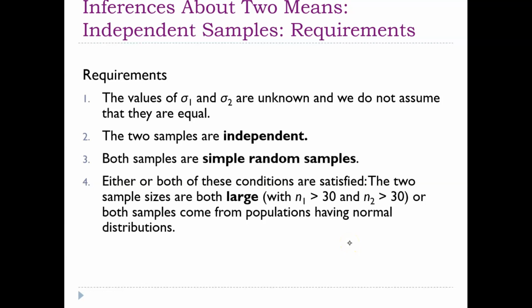The requirements for two means in independent samples are that the values of the standard deviations from both populations are unknown, and we don't assume that they're equal. The two samples are independent, and both samples are simple random samples. And also, either or both of these conditions are satisfied: the two sample sizes are larger than 30, or both samples come from a population that has a normal distribution.